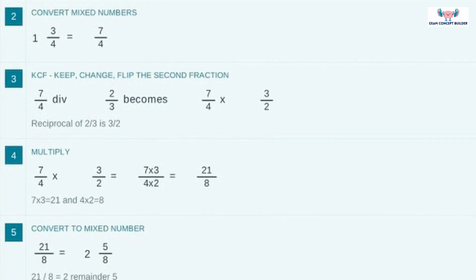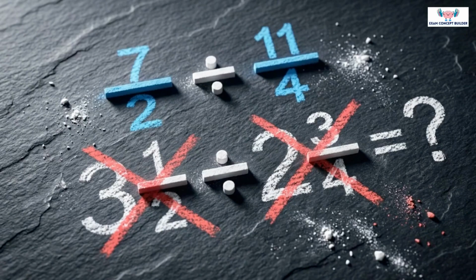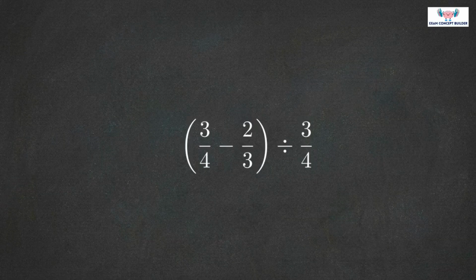Finally, we convert that back into a mixed number by dividing 21 by 8, leaving us with our final answer, 2 5/8. Advanced mechanics, like the division flip, require a simplified starting point. You must strip mixed numbers down to improper fractions before you can execute the calculation. Let's put the entire rule set to the test with one final problem.